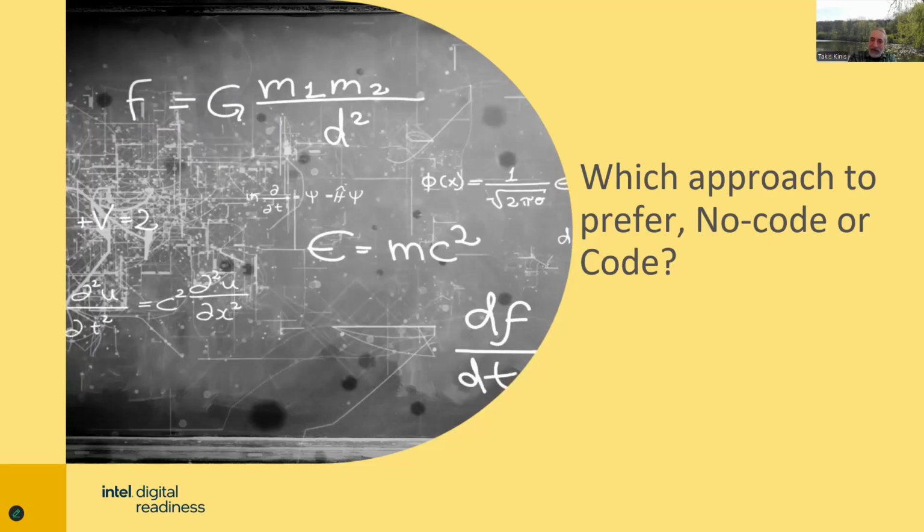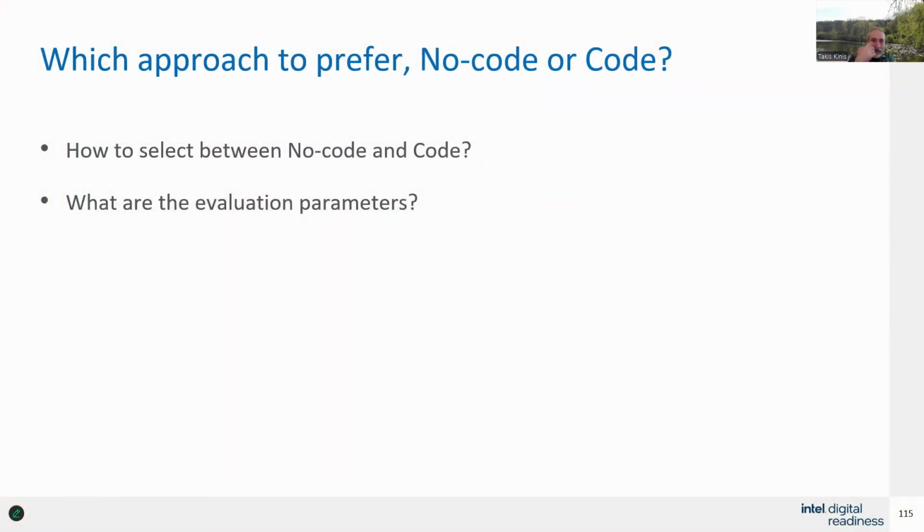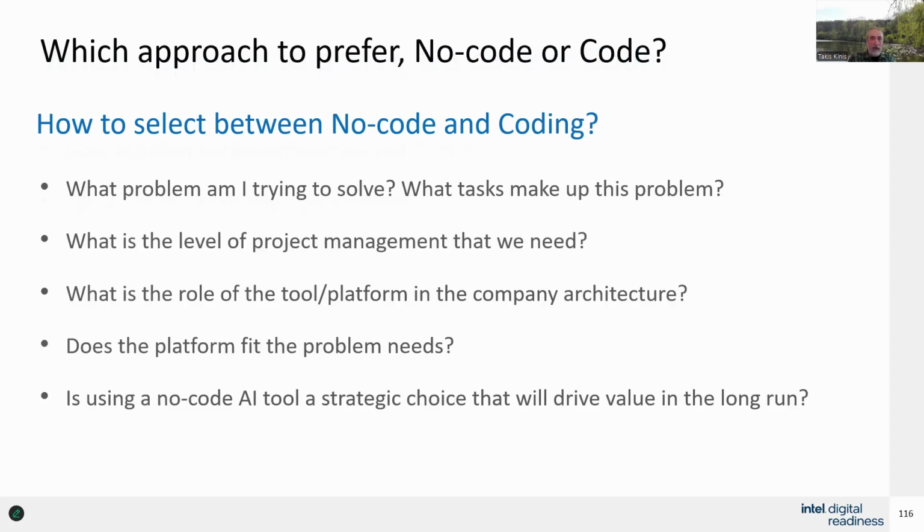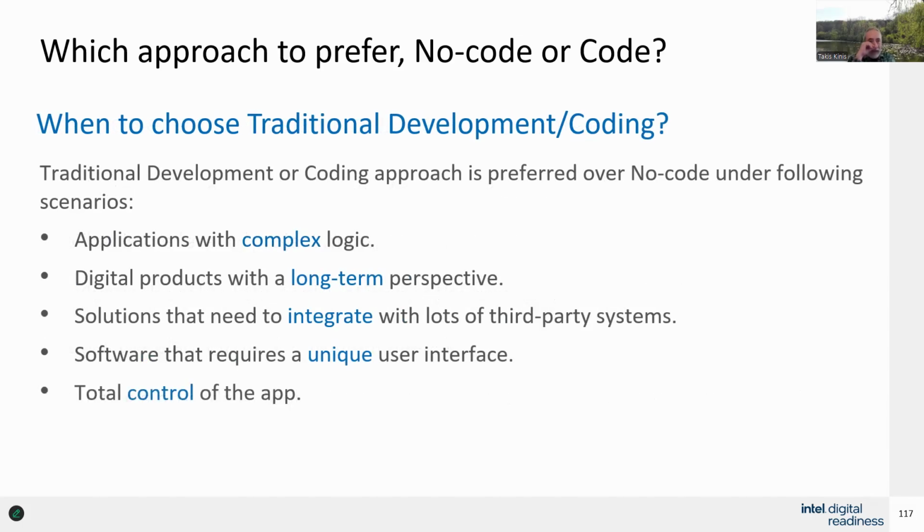All right. So now they're talking about when to prefer no code or coding, right? How do you pick between the two? And you have to ask yourself some questions. And frankly, take a look at the tasks that you're doing, what kind of project management you're working with, what kind of tools and information architecture you have at your institution, and are those tools and software and hardware appropriate to the problem that you're trying to fix? Or does it make sense to switch to a no code, maybe AI based tool in the long run?